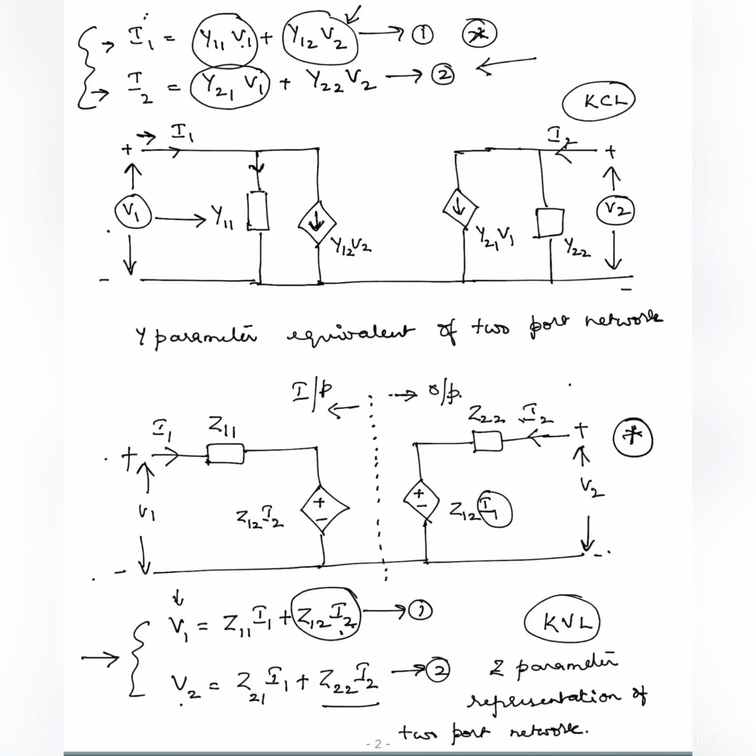So if you know the two equivalent circuits of a two port network in terms of Z parameters or Y parameters, then you can solve any problem, or you can have command over any problem of a two port network. So this one here is the Y parameter equivalent of a two port network. I hope I've made it clear, because this follows KCL and the Z parameter follows KVL.